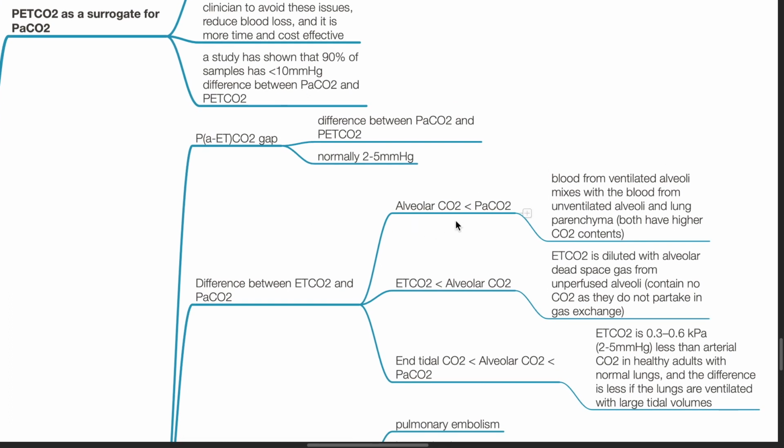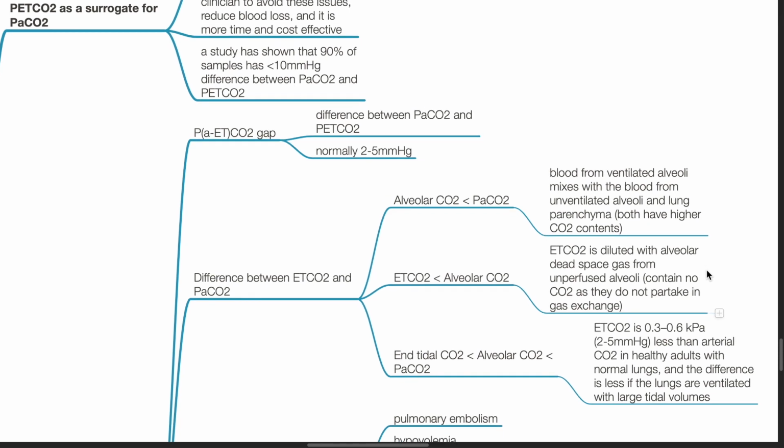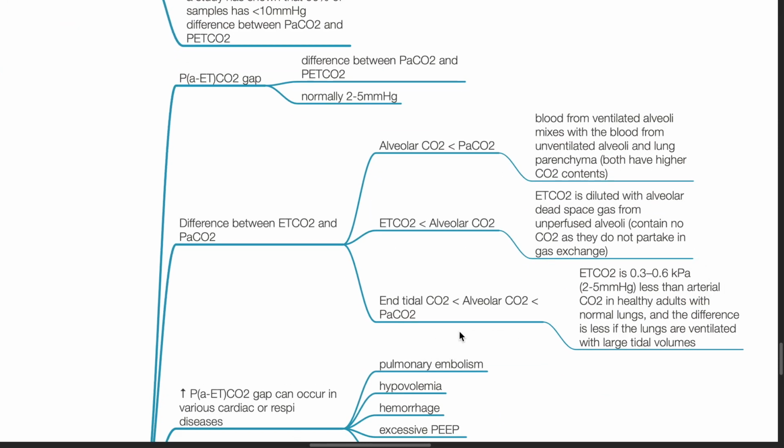Alveolar carbon dioxide is less than the PaCO2 because blood from ventilated alveoli mixes with blood from unventilated alveoli and lung parenchyma, both of which have higher carbon dioxide contents. And EtCO2 is less than alveolar CO2. EtCO2 is diluted with alveolar dead space gas from unperfused alveoli. Thus, PaCO2 is higher than alveolar CO2, and alveolar CO2 is higher than EtCO2 in normal conditions.